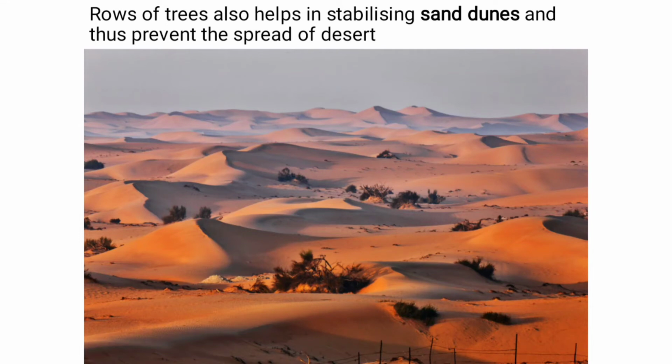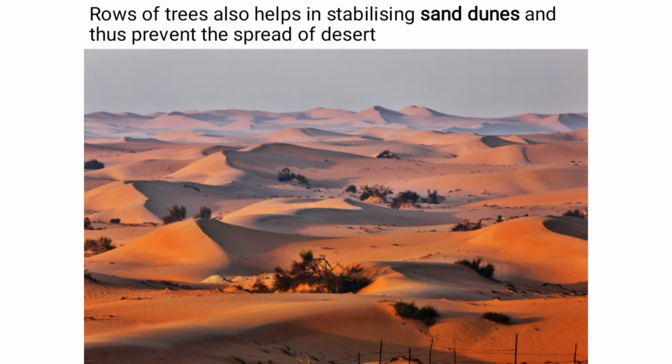Another thing, shelter belts or rows of trees also help in stabilizing sand dunes, right? You see the sand dunes in the desert, they spread over the area with the help of the wind, because the wind blows these sands from one place to another place, right? And they spread the desert, which is not good, isn't it? So by planting trees, these trees help to prevent the spread of the desert into other areas.